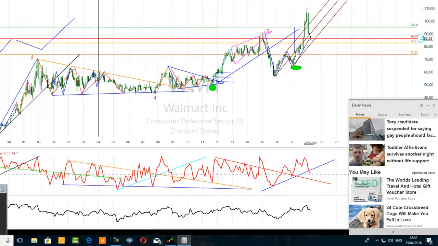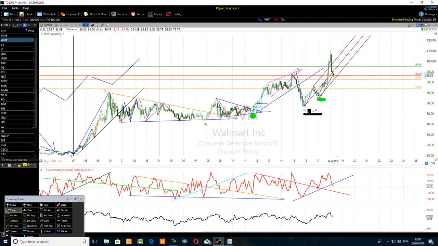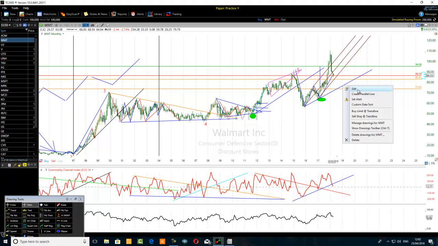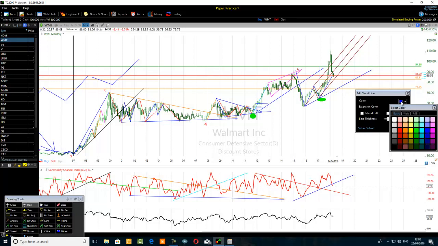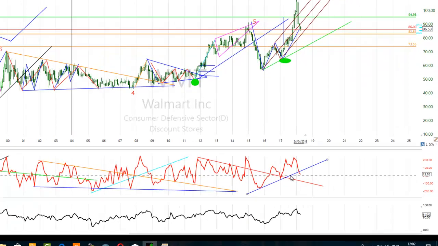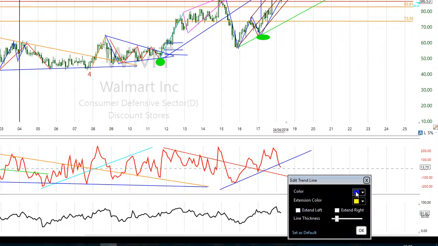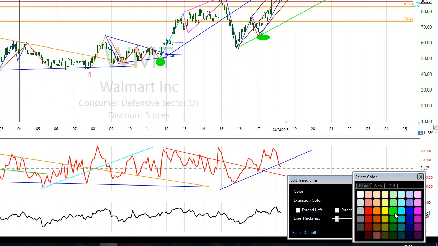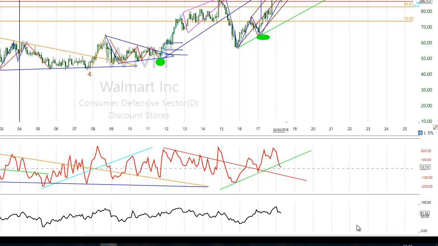Again here we have another scenario. You see here the blue trend line, I change that color into green, and the price is doing almost the same thing as the CCI. But you have to understand that it is the CCI that is copying the price. It's not the price that is copying the CCI. The price is the number one indicator.